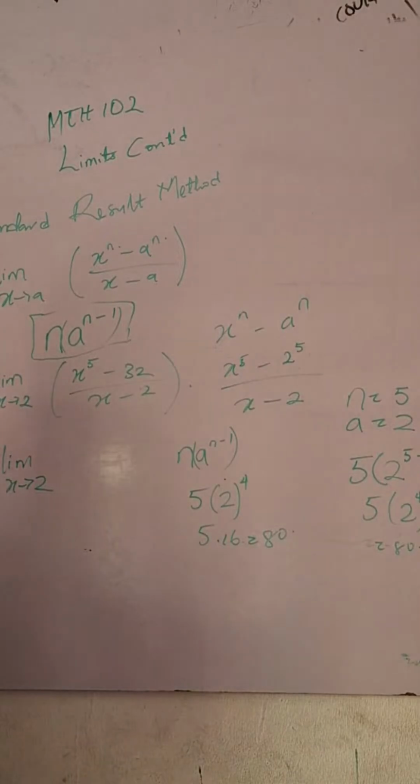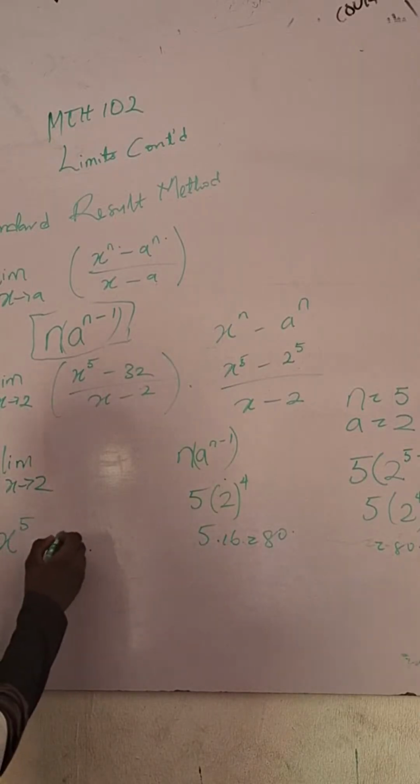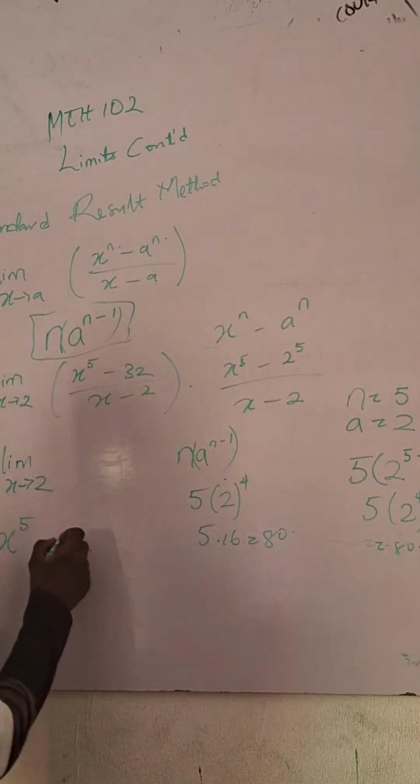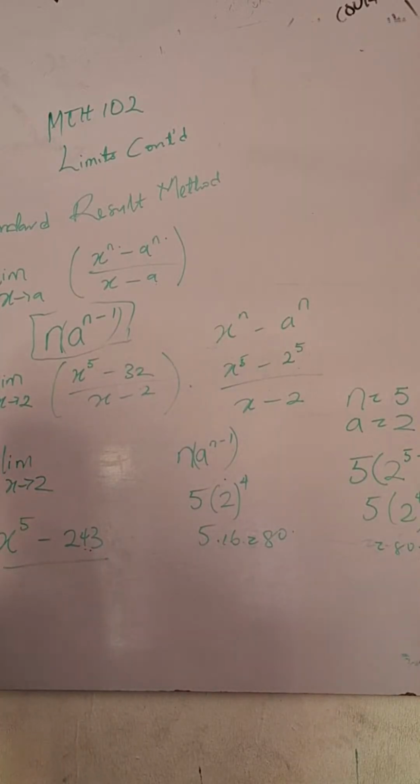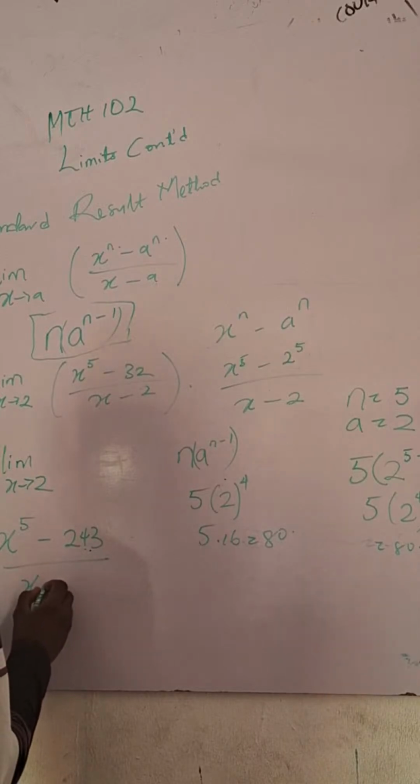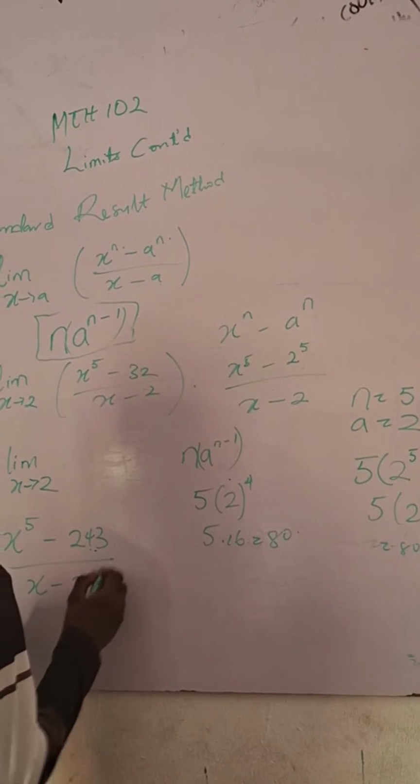So, limit of x approaching 3 of x raised to power 5 minus 243 over x minus 3.